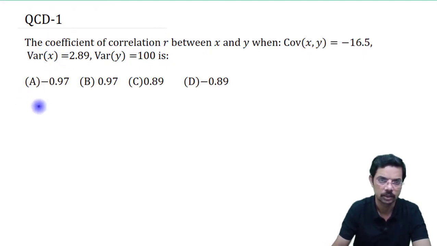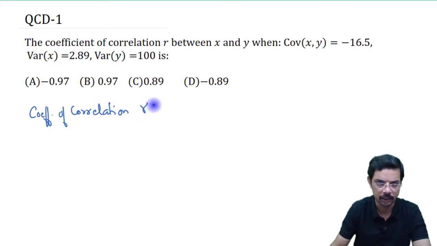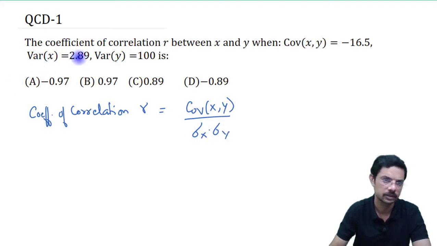So what is the coefficient of correlation? It is denoted by R, right? And the formula as per the given data, we have the covariance and we have the variances, so we shall use this formula. R is equal to covariance of x comma y, that is known to us, divided by standard deviation of x into standard deviation of y. The variance of x is 2.89 and the variance of y is known to us, so we shall take the square root of that.